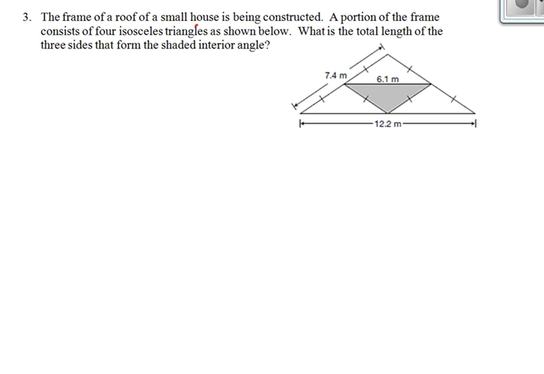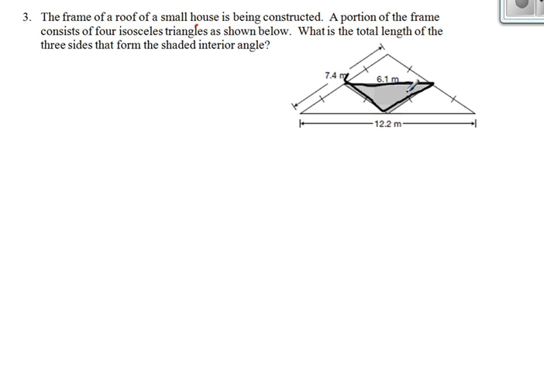It says the frame of a roof of a small house is being constructed. A portion of the frame consists of 4 isosceles triangles as shown. So in the diagram, you can clearly see 1, 2, 3, 4, and they're isosceles triangles because each of them has 2 sides that are marked as the same length. So in this question, I'm supposed to do this. What is the total length of the 3 sides that form the shaded interior angle? So if I look at this, there's the shaded interior angle, and I want the total length of the 3 sides. So really, this is a question saying find the perimeter of that shaded triangle.